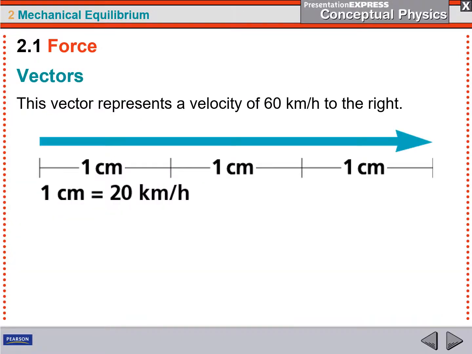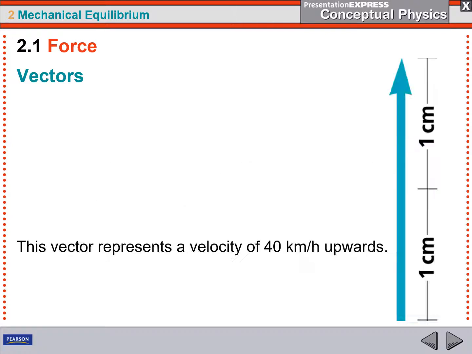Here we see a vector that represents 60 kilometers per hour to the right. The scale is shown as 1 centimeter equals 20 kilometers per hour. So the arrow is 3 centimeters long. Here's another where it's only 2 centimeters long, so this would represent a velocity of 40 kilometers per hour. But you'll notice that this one points up, whereas the last one pointed to the right. The direction matters for a vector. You do not use arrows for scalar quantities.